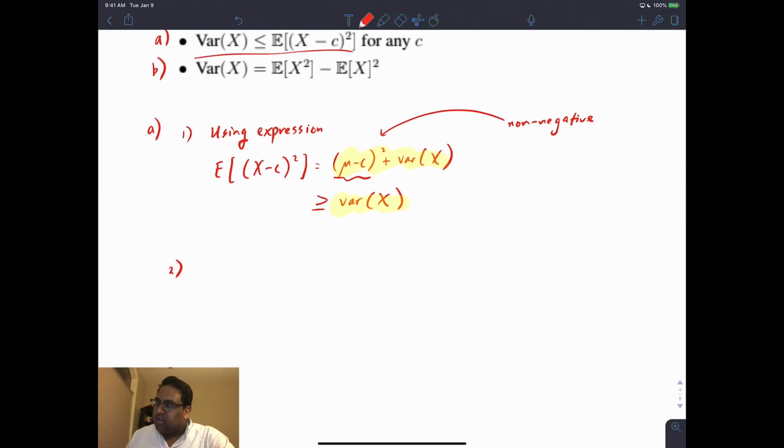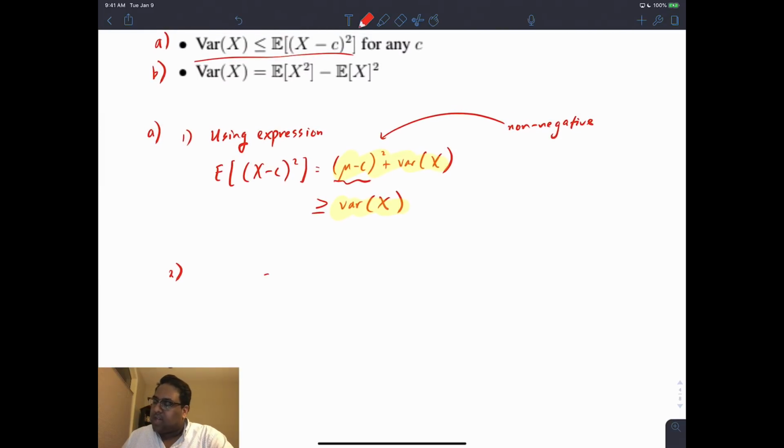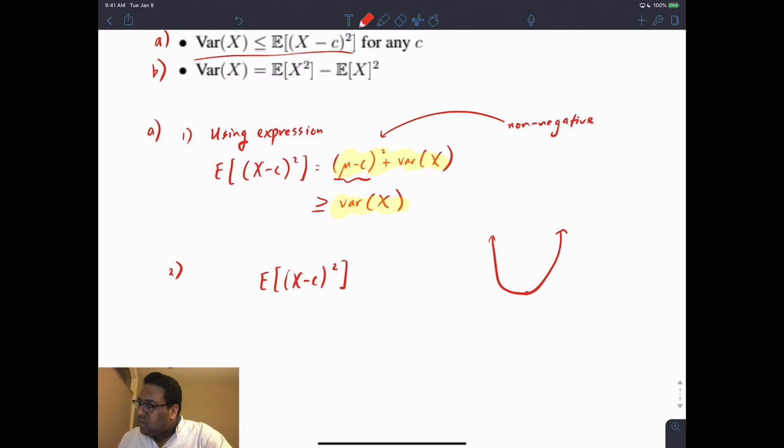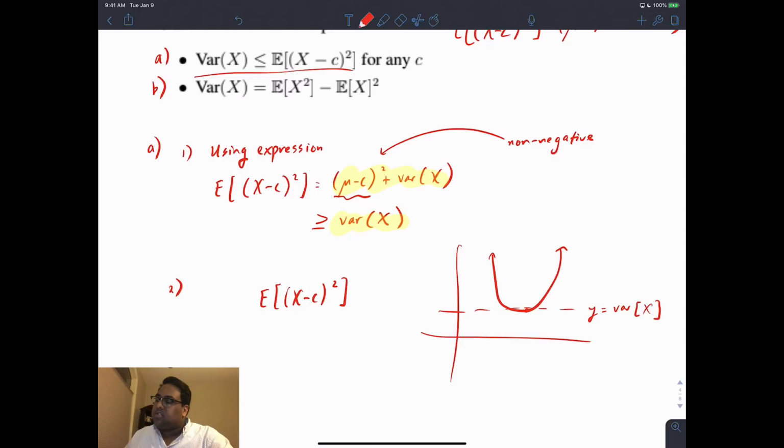Okay, and again, we can also do this another way using calculus. What we really want to show, again, is that the variance is the minimum value of this function, right? And this is just an abstract drawing. I'm not saying that this function actually is a parabola, but what we're essentially saying is that suppose we have some axis, the minimum value of this function occurs at y is equal to the variance of x. And we're saying this is true for any c.